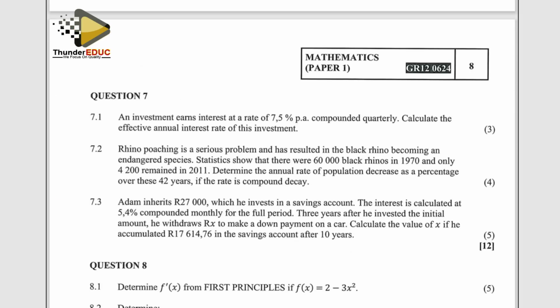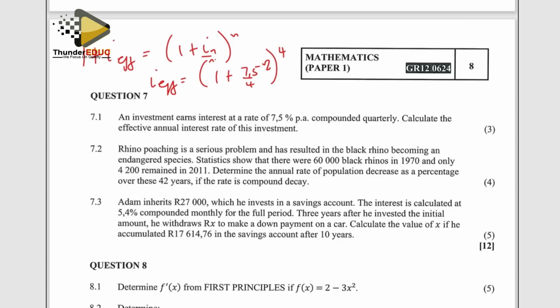Question number 7, finance. Okay, 7, they're telling us that an investment does earn 7.5% compounded quarterly. Calculate the effective annual interest rate. All right, so with this, we just need to remember our formula. 1 plus i effective is equal to 1 plus i nominal over n, to the exponent of n. Then i effective is going to be 1 plus 7.5% over 4 to the exponent of 4 minus 1.